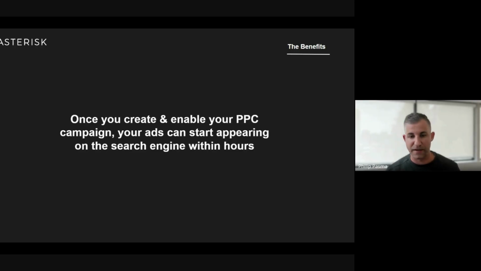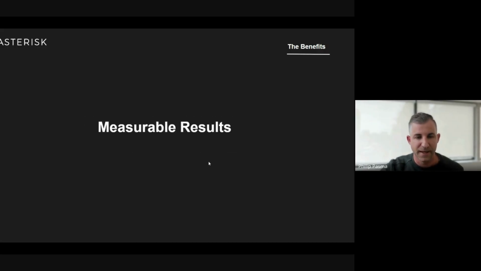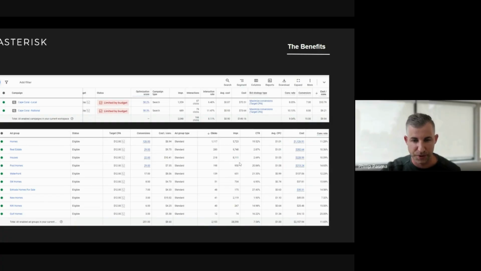Whereas if any of you have done SEO or some other direct mailers or billboards, those can take a lot longer. Not to say they don't have their place, but Google pay-per-click can be very, very quick. And then what a lot of people like with pay-per-click is it's very measurable results, right?